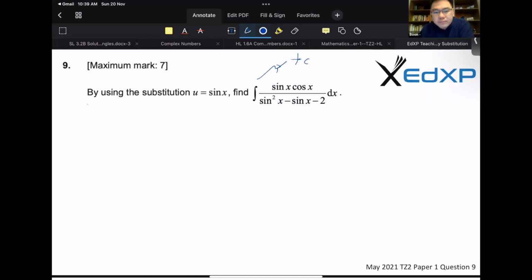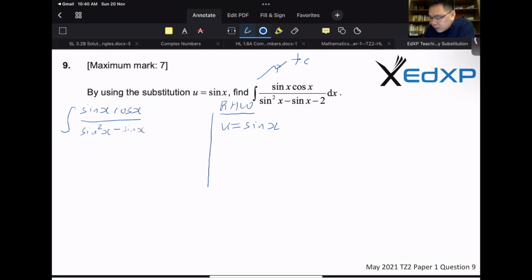How I usually approach such questions is to first write the substitution in what I call the right-hand side working. You don't have to write that, just for you to know. So the substitution is u is equal to sine x. And I start by writing the actual question on the left. So we are integrating sine x cos x over a quadratic function sine squared x minus sine x minus 2.